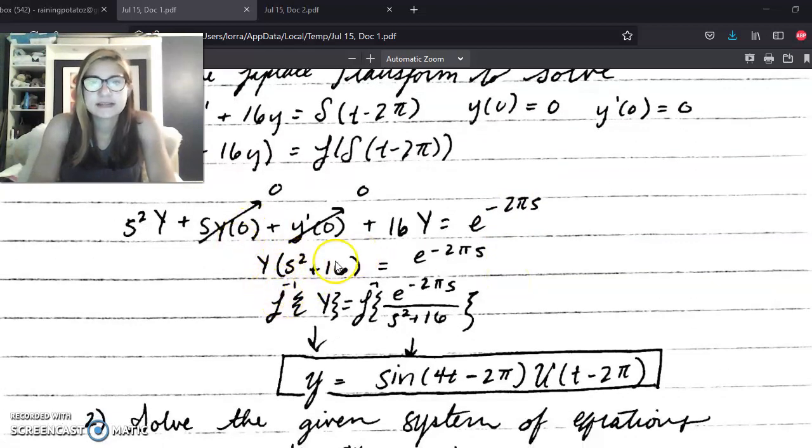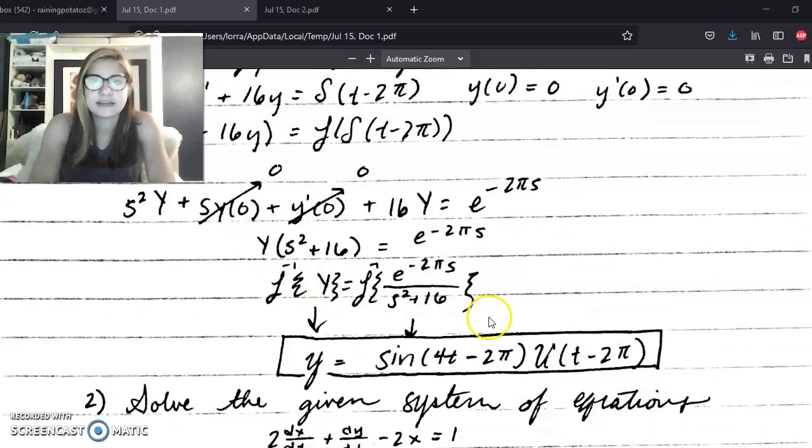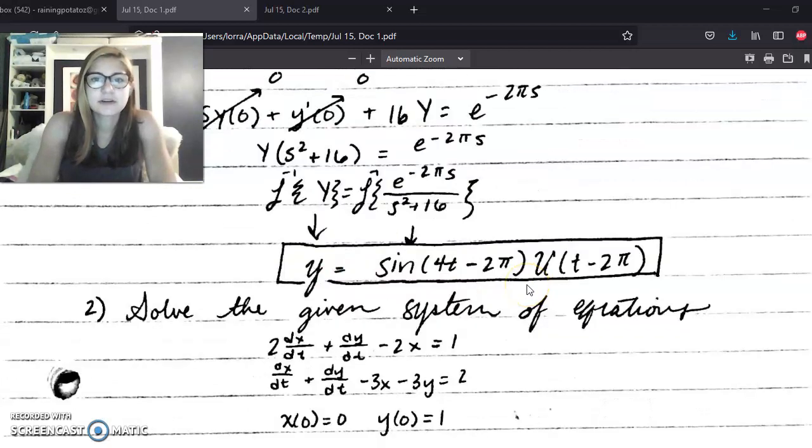And then you isolate the Y and you take the inverse Laplace to get the function y is equal to sine 4t times u of t minus pi, the unit step function of t minus pi.